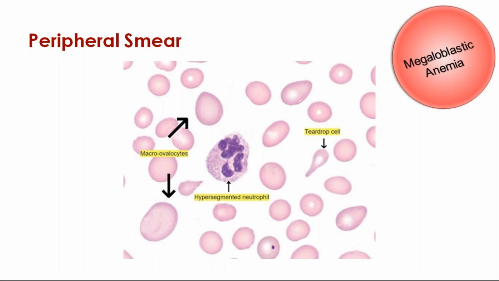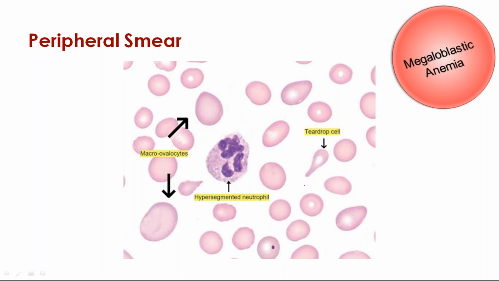You can see how it looks. These are the megaloblasts, macro-ovalocytes, with increased size compared to normal RBC. This is a characteristic finding: hypersegmented neutrophils. Neutrophils with more than 5 segments, whereas normally they should be less than 4 or so. So hypersegmented neutrophils are diagnostic. This is another one, teardrop cells, common and characteristic in megaloblastic anemia.